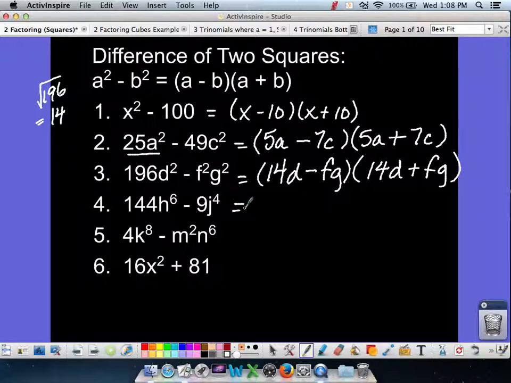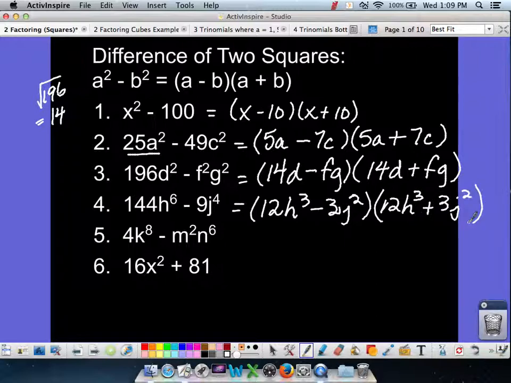In number 4, I look simply at what square gives me 144, and that would be 12. But what I have different here is h to the 6th. When you multiply, you add exponents. So since I'm splitting this into two different binomials, I'm simply going to take half of this exponent. So that would be h to the 3rd, minus, what square gives you 9? That would be 3. Then I'm looking at j to the 4th. What is half of 4? That would be 2. And then I have 12h cubed plus 3j squared.